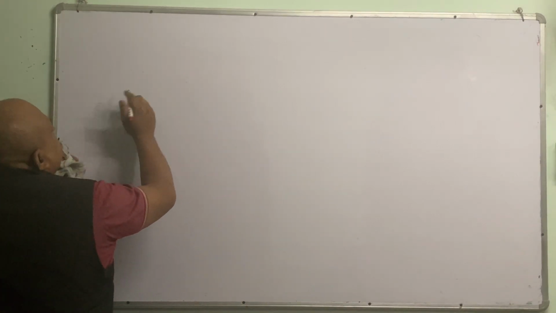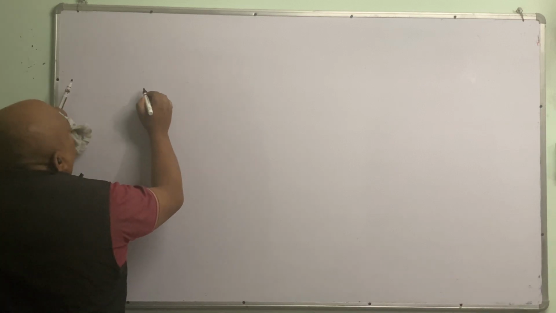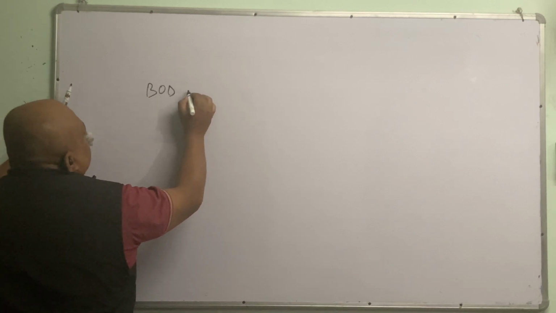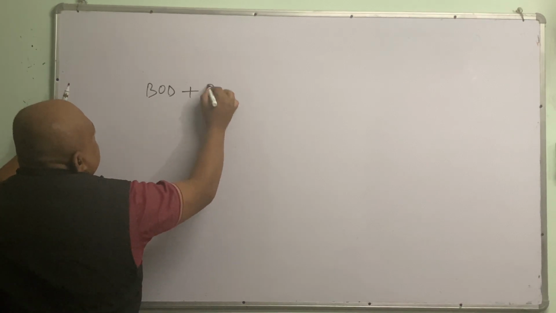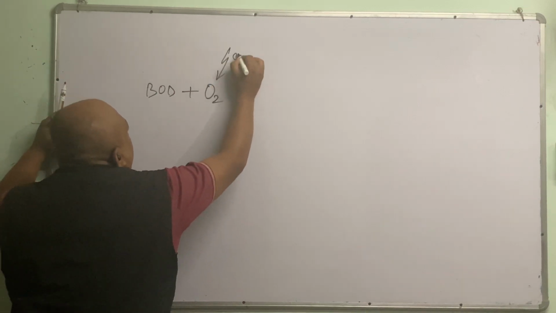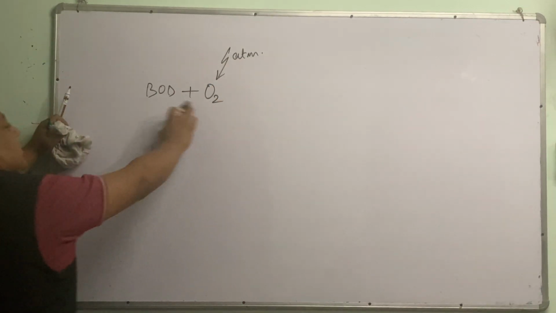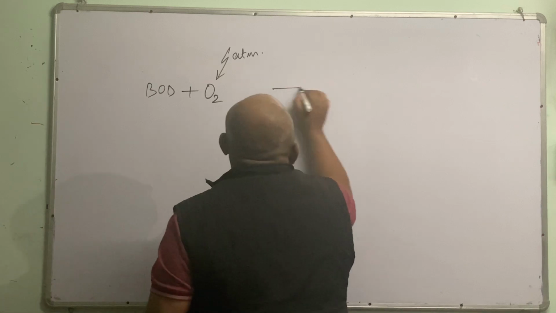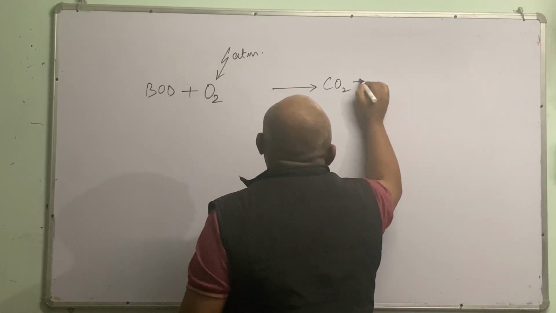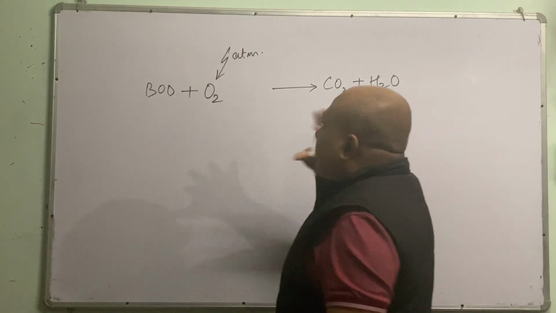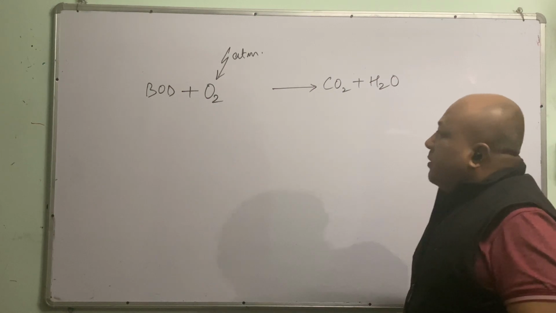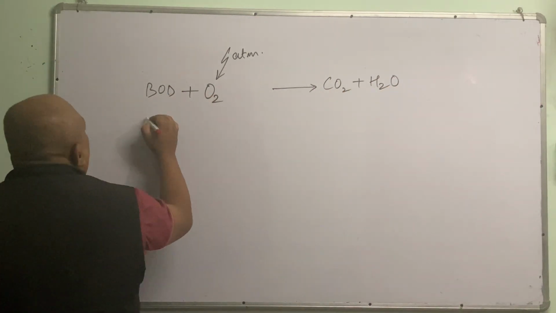Now to begin with, let me give you one example. In the biological process, what happens is your BOD is eaten by microbes, right? So BOD, we get some oxygen, it may be from the atmosphere. So this BOD will require oxygen to convert into simple products like carbon dioxide and water. Is it correct? This is a simple basic fundamental of the biological process. Now, this BOD is nothing but the food of the microbes.